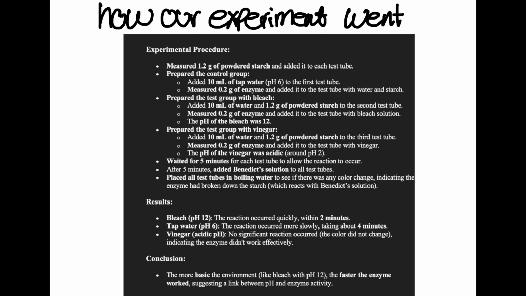After 5 minutes, we added Benedict's solution and heated the tubes. At a pH of 12, the bleach, the reaction occurred in 2 minutes, and at a pH of 6, which was the tap water, our control group, it took 4 minutes, and no reaction occurred in vinegar with a pH of 2. The more basic the pH, we found that the faster the enzyme worked, showing that pH affects enzyme activity.